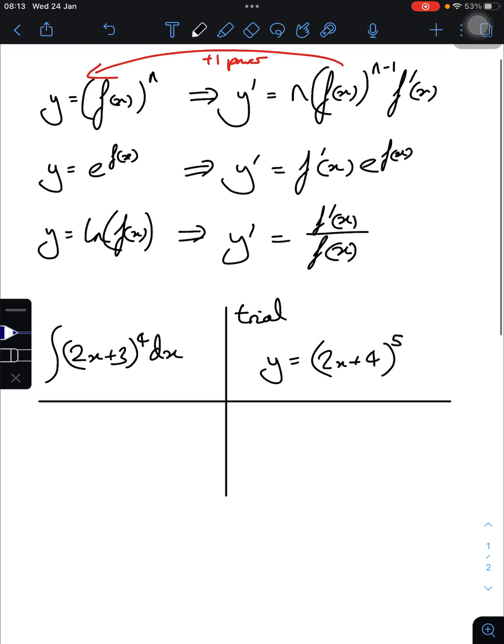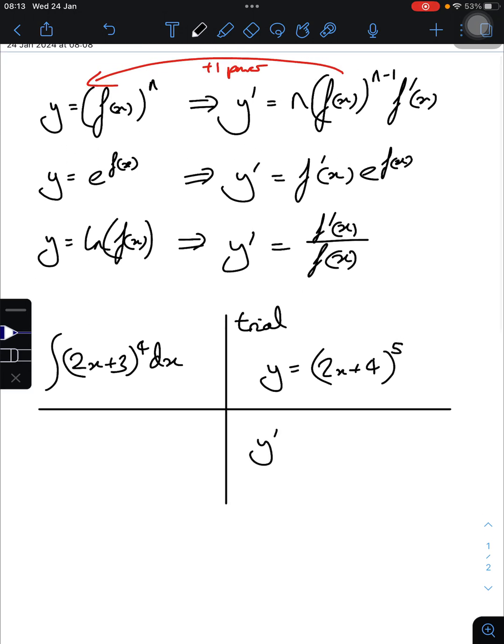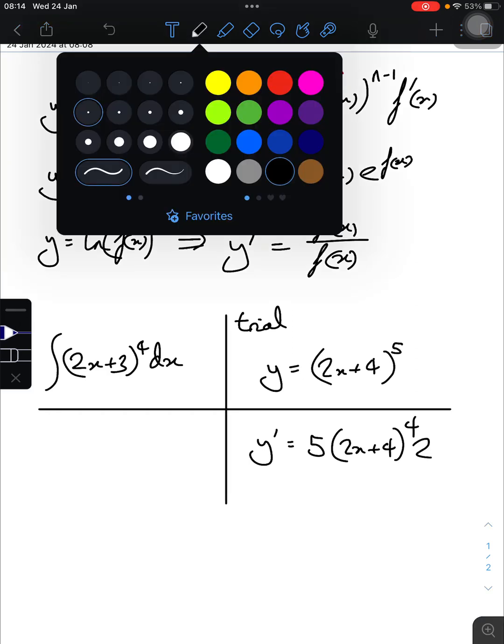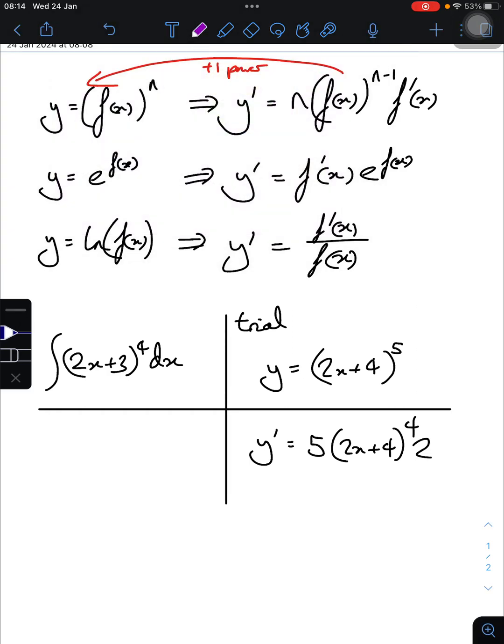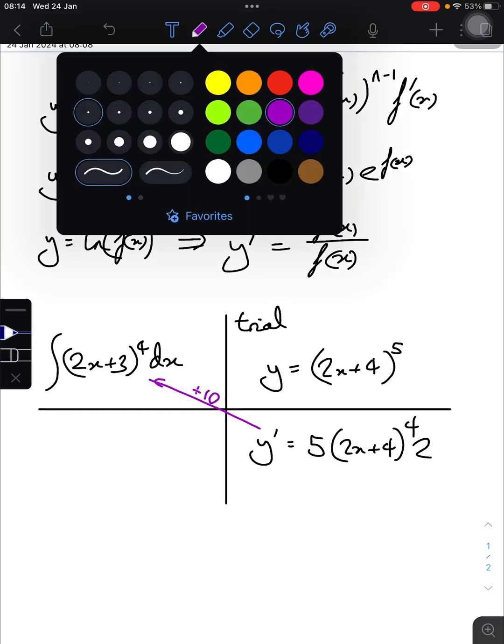If we differentiate that using our chain rule above, we would get y dashed equal to 5 lots of 2x plus 4 to the power of 4 multiplied by 2, which is the differential of 2x plus 4 on the inside of the brackets. And now this is the key step here. What have I got then as a coefficient for y dashed? Well, 5 times 2 is 10. So how do I get from here to there? I need to divide by 10. And then those two would be equal to each other.